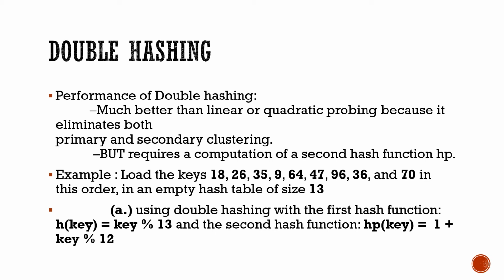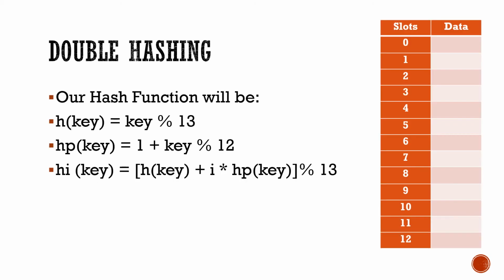A. Using double hashing with the first hash function, h of k equals k modulo 13, and the second hash function, hp of k equals 1 plus k modulo 12. Our hash functions will be h of k equals k modulo 13, hp of k equals 1 plus k modulo 12, and hi of k equals h of k plus i times hp of k, modulo 13.